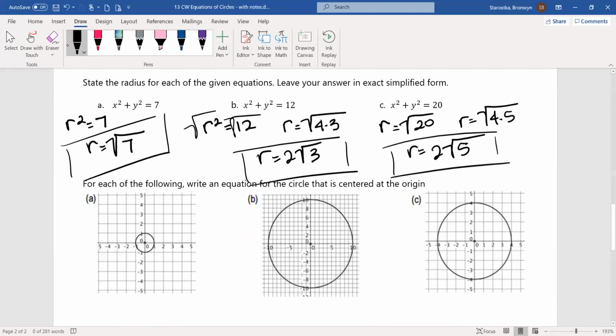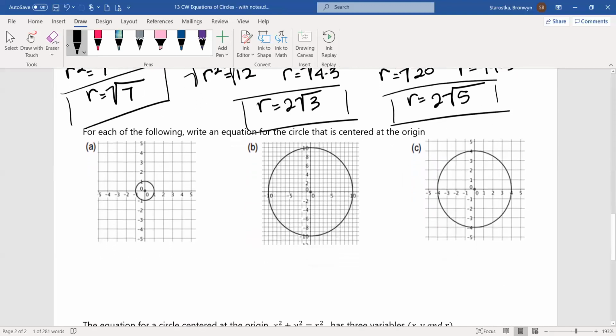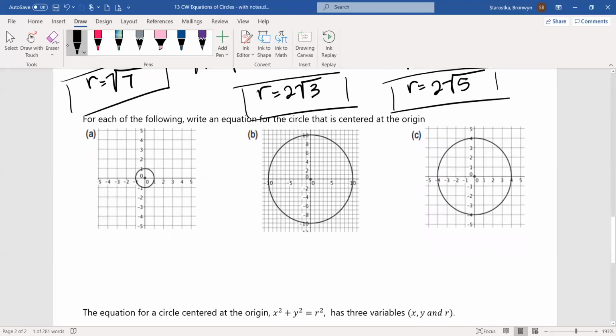For each of the following, we want to write an equation for the circle that is centered at the origin. So what do you notice on the first one? It's going to be x squared plus y squared equals, and then we do the radius squared. And the radius is 1, and 1 squared is 1.